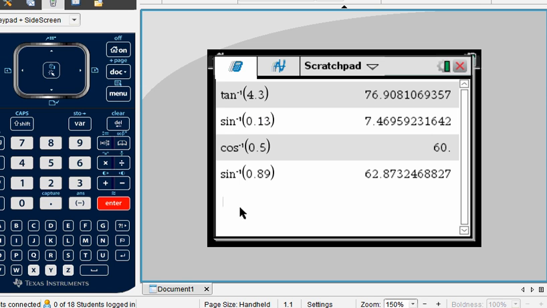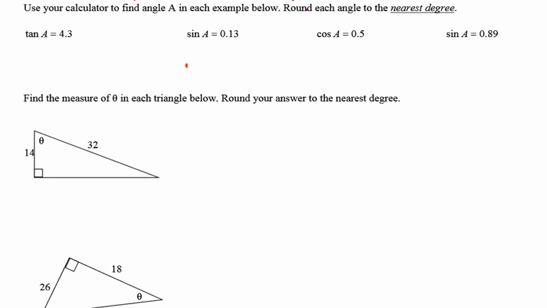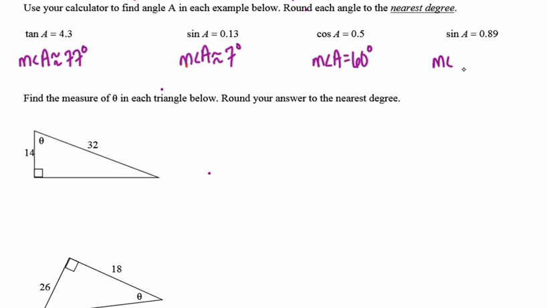So about 63 degrees. So if I go back now and fill these guys in, this angle here we said was about 77 degrees. This guy here was about 7 degrees. This guy here was exactly 60 degrees. And this guy here was about 63 degrees.